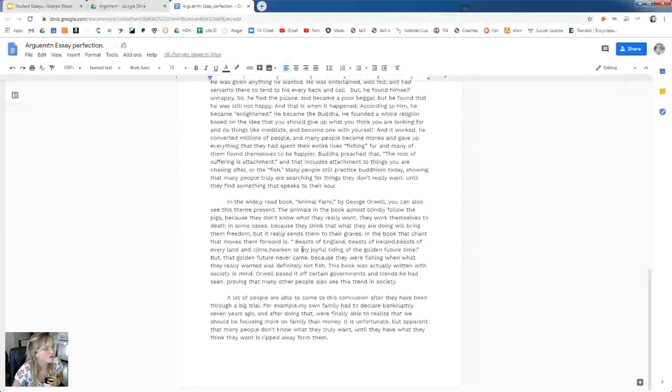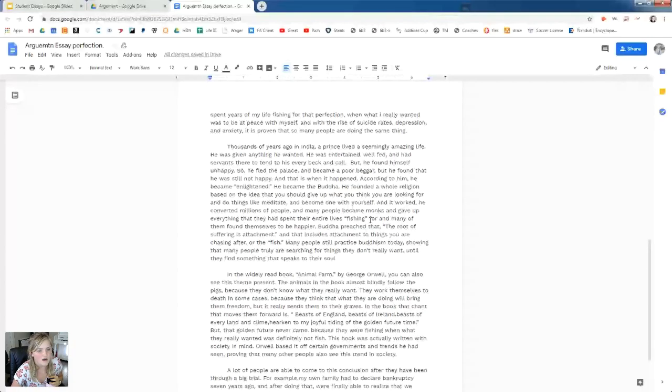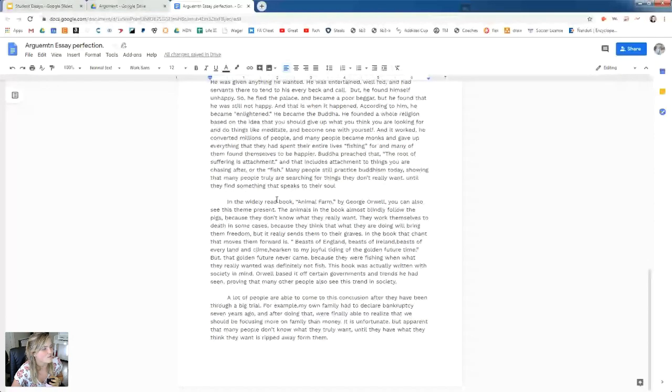In the widely read book Animal Farm by George Orwell, you can also see this theme present. The animals in the book almost blindly follow the pigs because they don't know what they really want. They work themselves to death in some cases because they think that what they're doing will bring them freedom, when it really sends them to their graves.